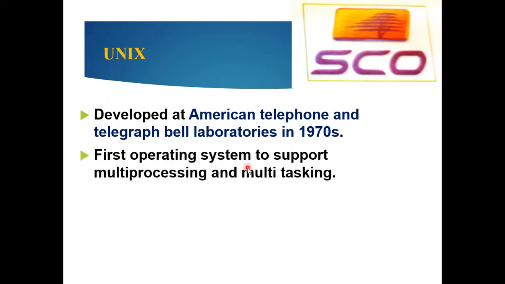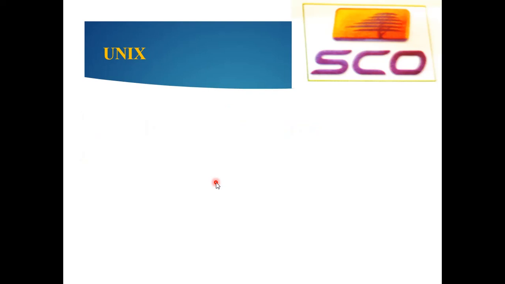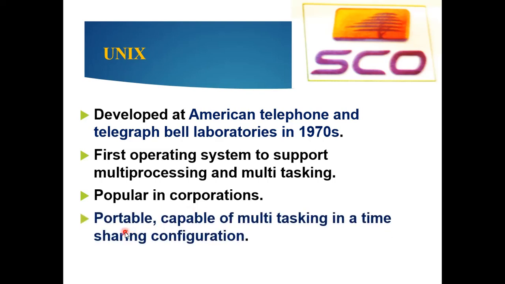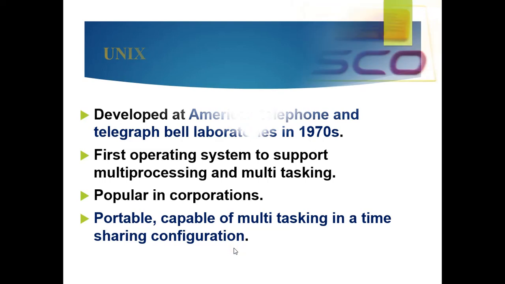It is the first operating system which supports multiprocessing and multitasking. Computers nowadays can do many tasks, multitask, multiprocessing, many processes at a time. Why? Because of this operating system. Unix is popular in corporations. It is portable. Portable means, as I have already explained, easy to carry, and it is capable of multitasking in a time sharing configuration.